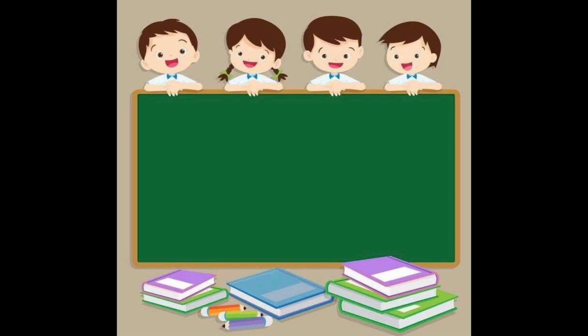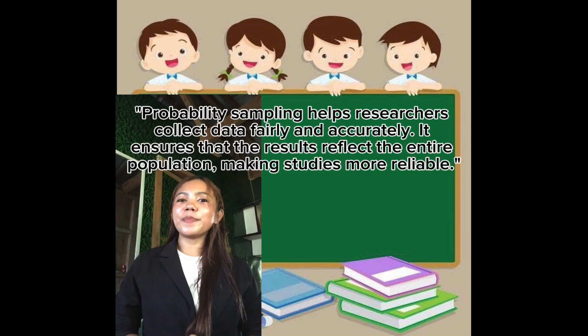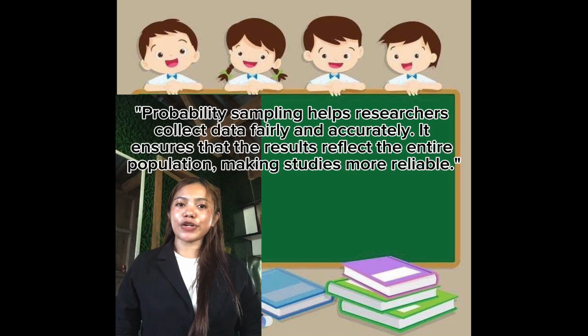In conclusion, probability sampling helps researchers collect data fairly and accurately. It ensures the results reflect the entire population, making studies more reliable.